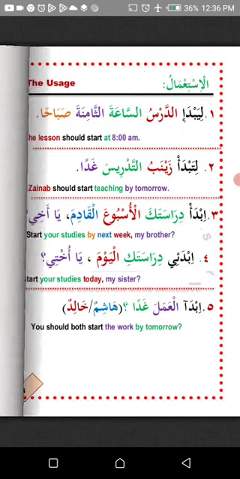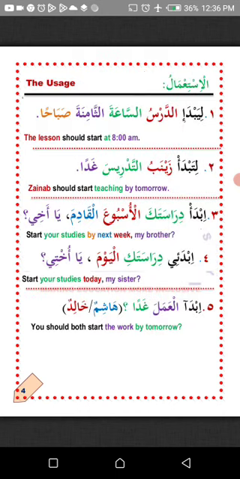MashaAllah. Al-istimal, the usage. Number one: ليبدأ الدرس الساعة الثامنة صباحا. ليبدأ الدرس, the lesson should start. الساعة الثامنة, at 8 o'clock. صباحا, in the morning.